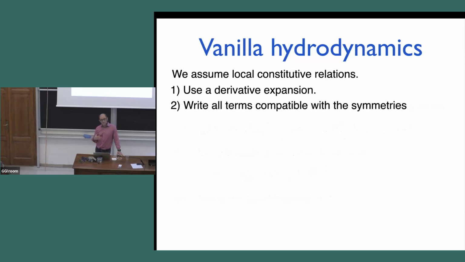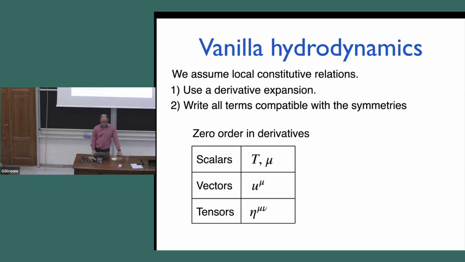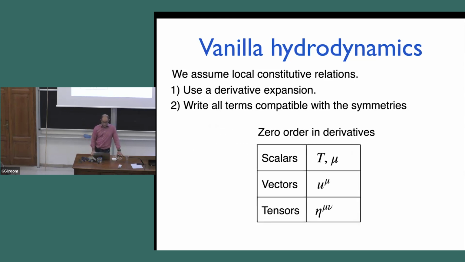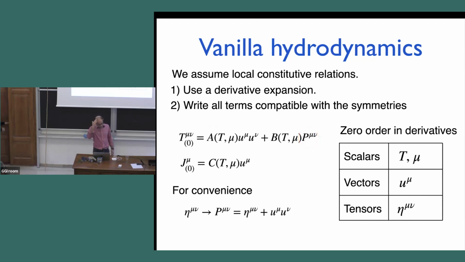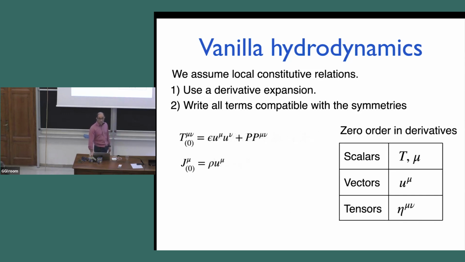Okay, next thing we do is to write down all the terms that are compatible with the symmetries. So here are all the terms that I can write down that have zero derivatives in them. And now we can figure out what the stress tensor and current are. It's just going to be some function of the scalars times a structure which is either a symmetric tensor or a vector. These are the only possible terms we can write down. Often we replace the metric with a projection in the velocity direction, so I'm going to replace the metric here with a projection. And then, by comparing to thermodynamic equilibrium, we can interpret A, B, and C as energy density, pressure, and charge density.